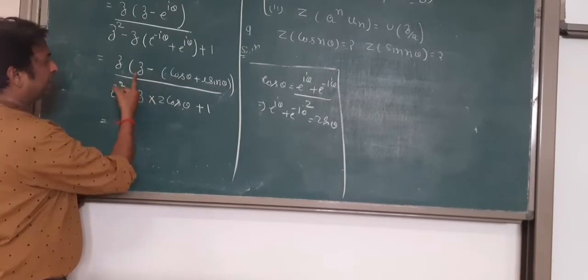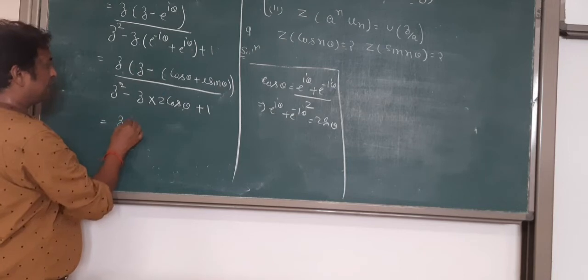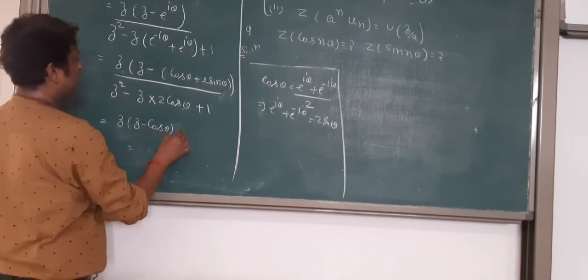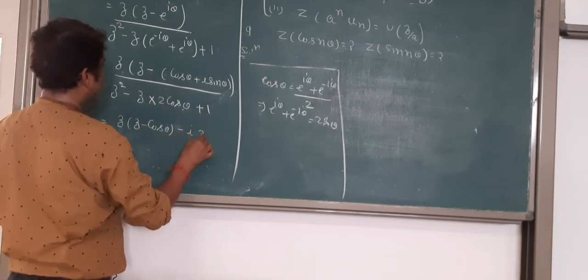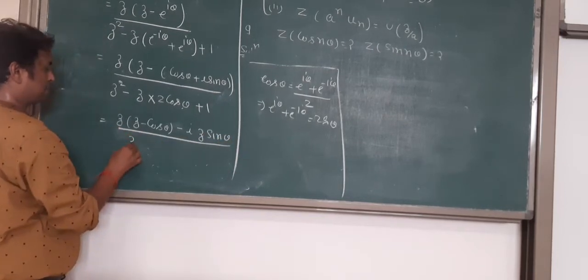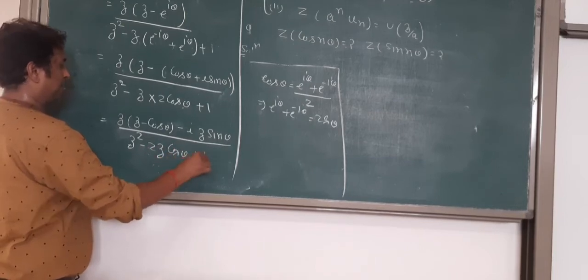Now take the real part and the imaginary part. So this is z times (z minus cos theta), and this will be minus iota z sin theta, upon z square minus 2z cos theta plus 1. Correct?